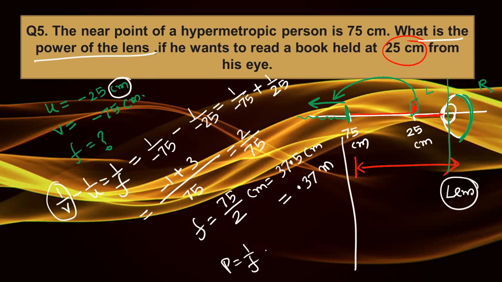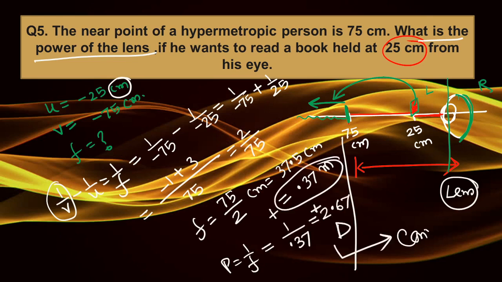You have to mention this plus or minus. Positive power means, as I just told, what type of lens? Convex lens. So the answer is: for correction we have to use a convex lens of power plus 2.6 diopter. Don't forget to mention the type of lens, whether it is asked or not in the question.